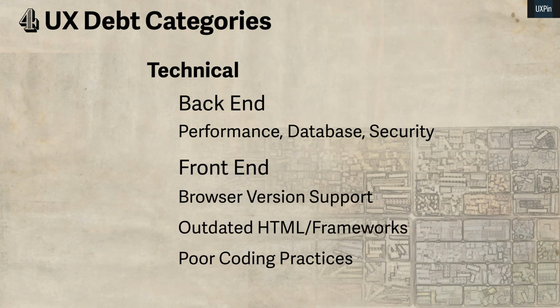Front-end debt would be things like browser version support. If you have an outdated framework or really old HTML table-based layouts or heaven forbid frame sets. And poor coding practices. Again, I talk about that a lot in the book that was mentioned earlier. Using really good OOCSS practices, atomic design, things like that, so that you have clean, reusable code.